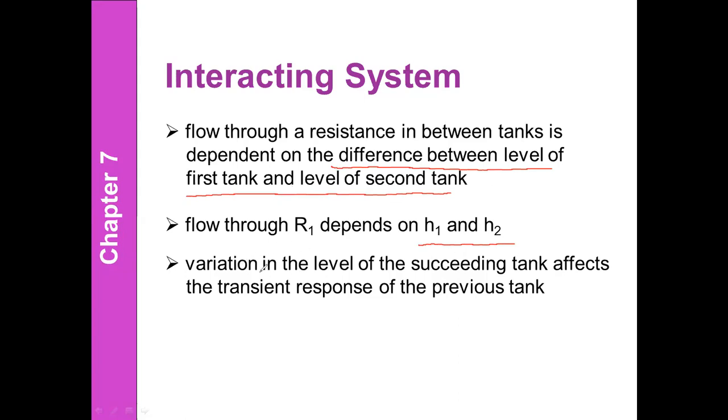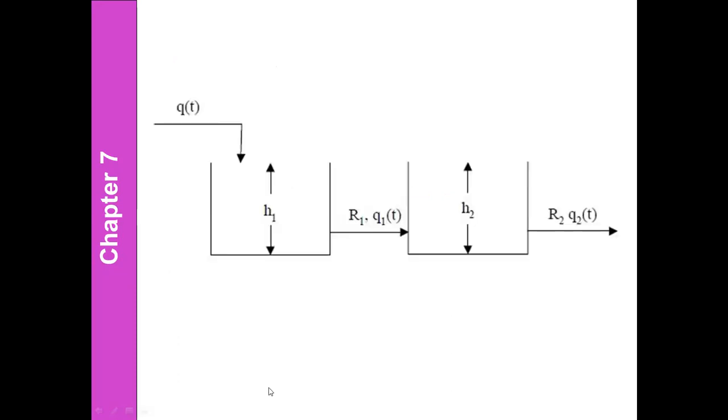Okay, so variation in the level of the succeeding tank affects the transient response of the previous. So the response of the previous is now dependent on the response of the succeeding tank. Now I will illustrate this to you here in the illustration for the interacting system. It's not anymore like the non-interacting tank, wherein the flow rate here is dispensed into the atmosphere and then introduced to the next tank in this fashion.